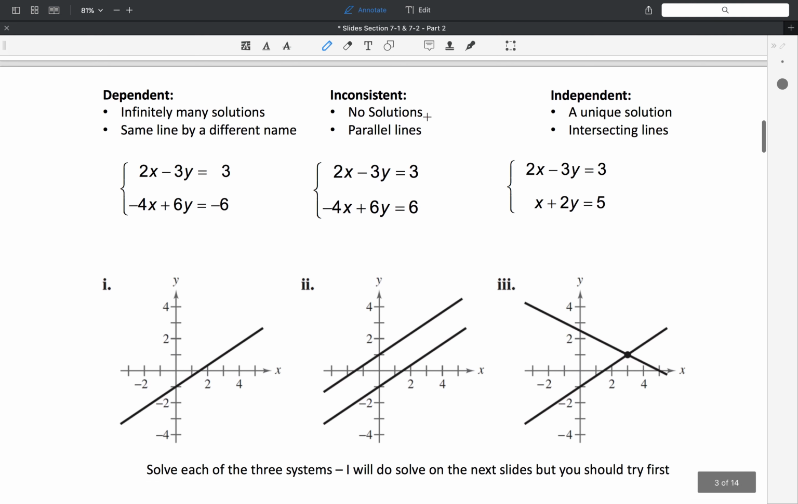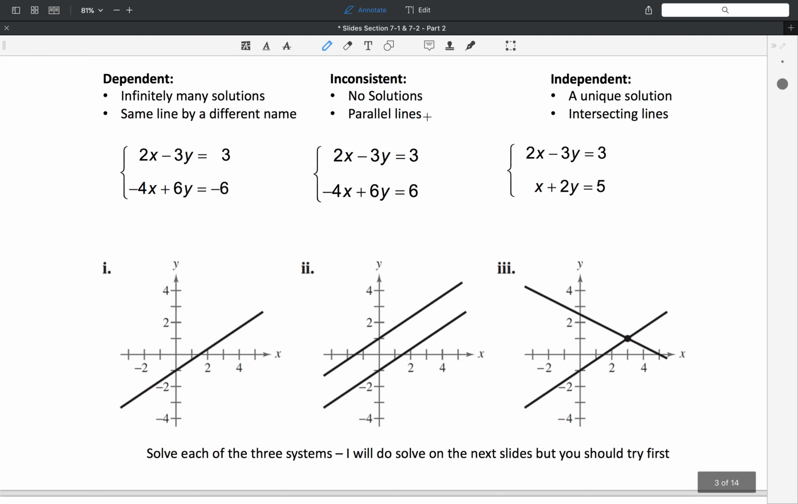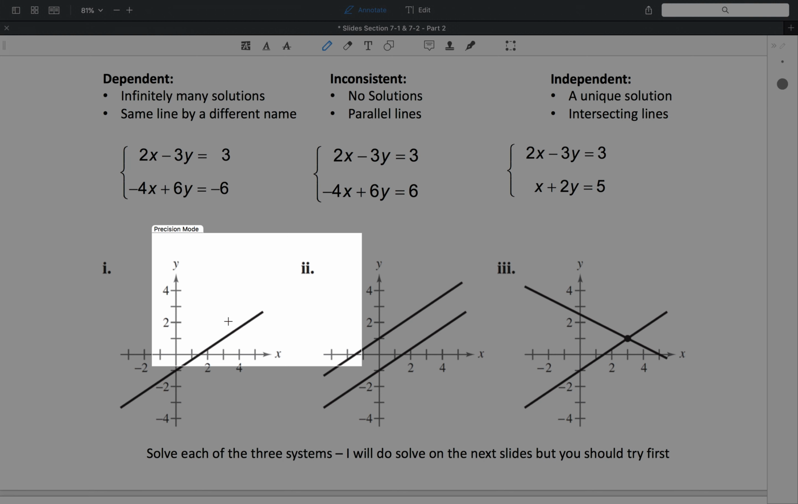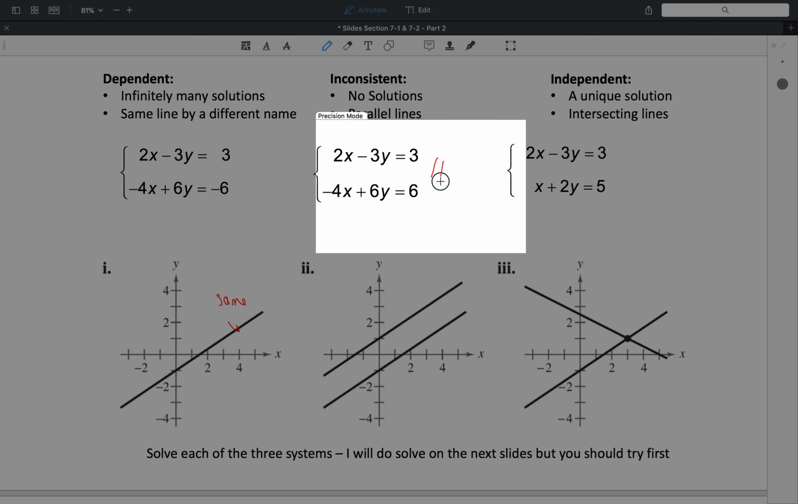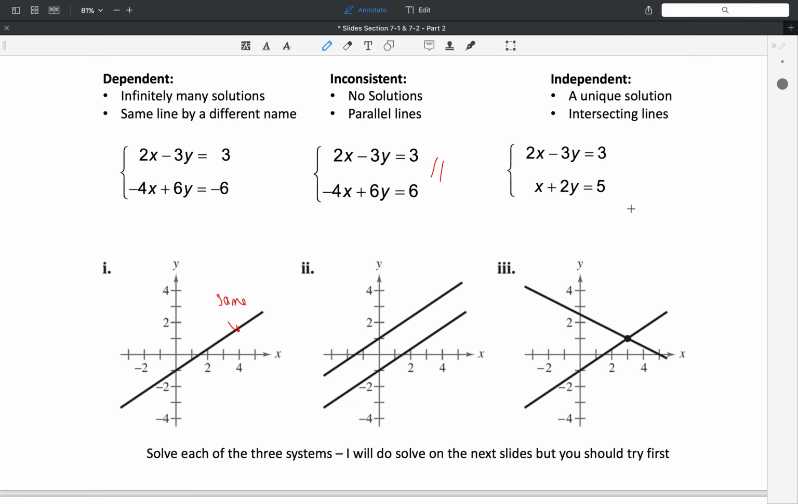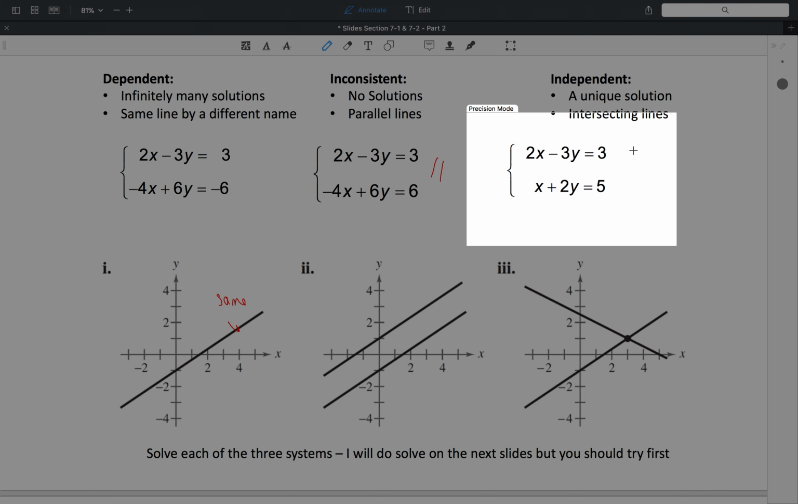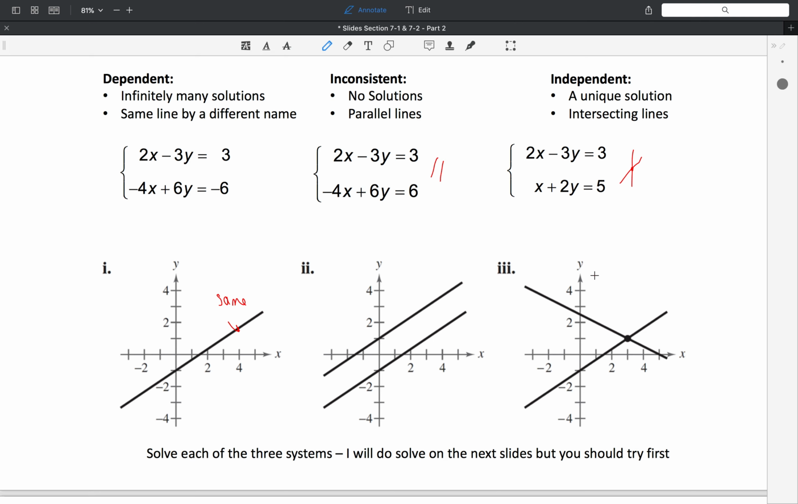Okay. So here we have dependent, and you see that in a dependent system, it's just one line, so it's the same line. Here, if you have inconsistent, you're going to have parallel lines, so they don't touch. And then over here you're going to have intersecting lines. So these lines would go something like that. They'd intersect in a point. Okay, so we'll go through all these.